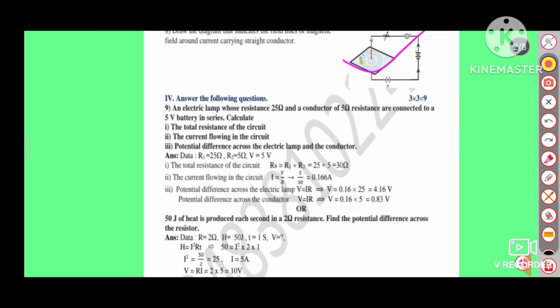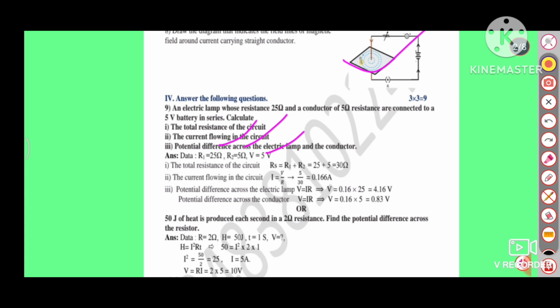Next, answer the following questions. An electric lamp whose resistance is 25 ohm and a conductor of 5 ohm resistance are connected to a 5-volt battery in series. Calculate: first, the total resistance of the circuit; second, the current flowing in the circuit; third, the potential difference across the electric lamp and the conductor. Given R1 = 25 ohm, R2 = 5 ohm and V = 5 volt.